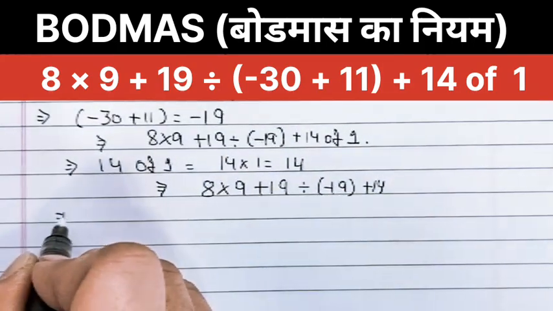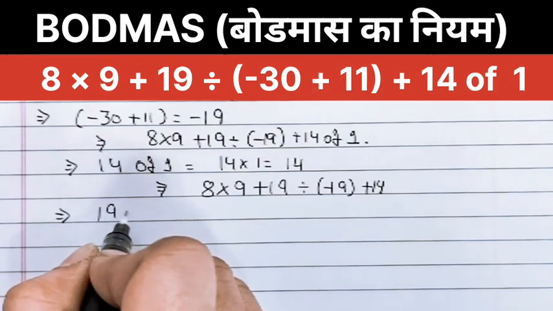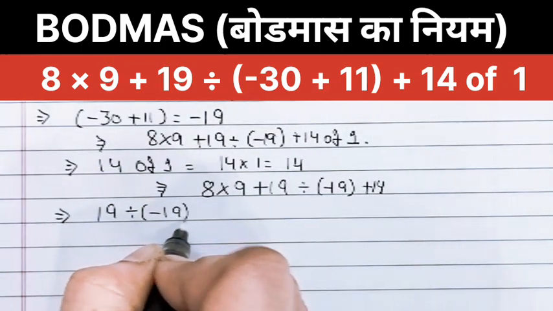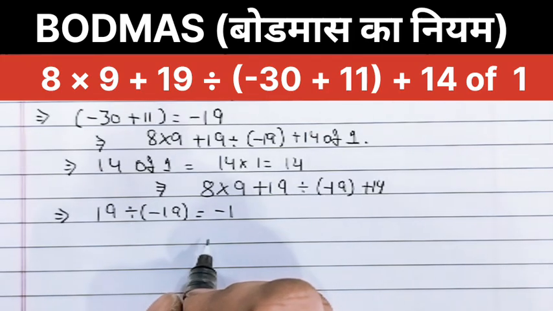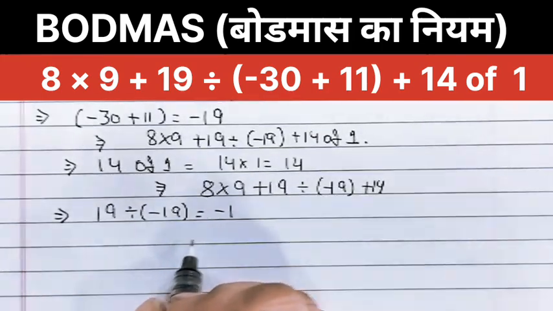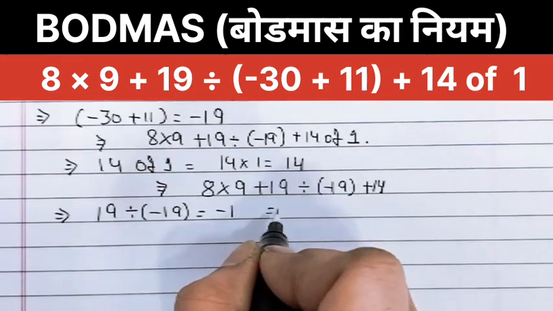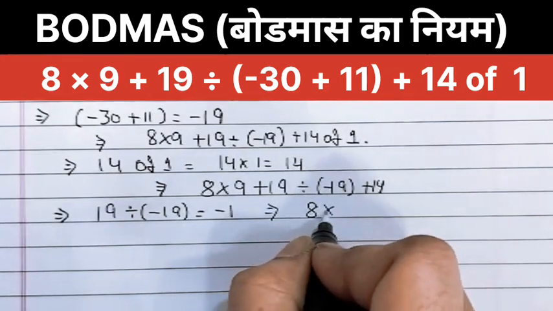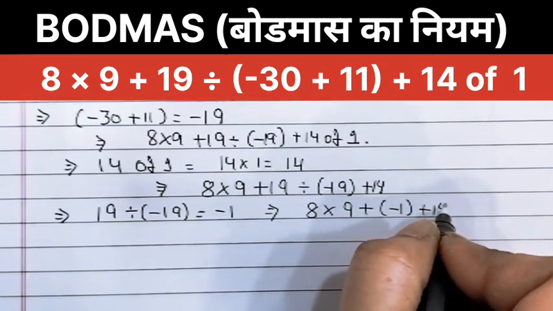Now step 3, division. Next we perform the division. 19 divided by minus 19 is equal to minus 1. According to this step 3, division and multiplication are handled from left to right, but division appears here in sequence after simplifying of. So the expression becomes 8 multiplied by 9 plus minus 1 plus 14.